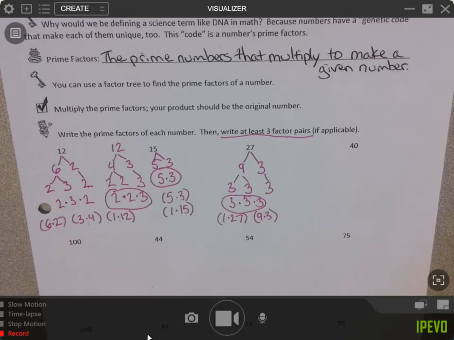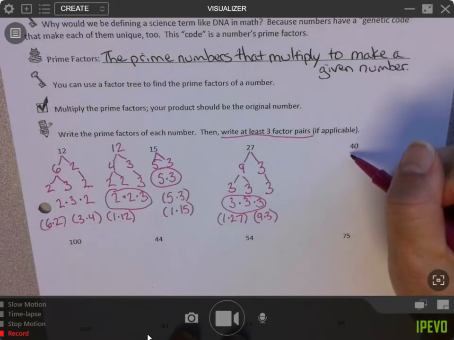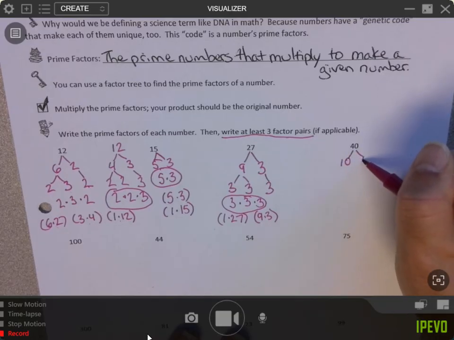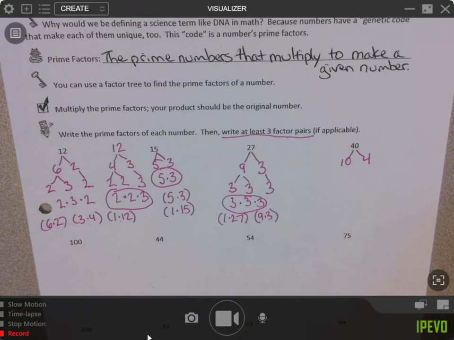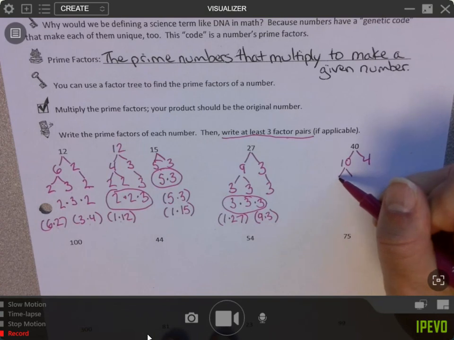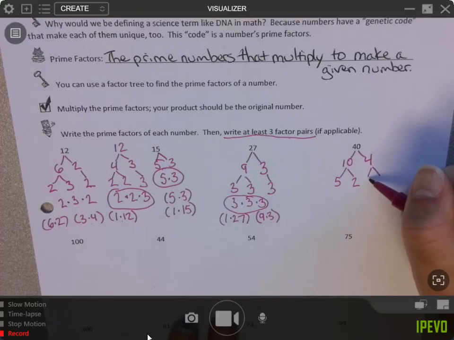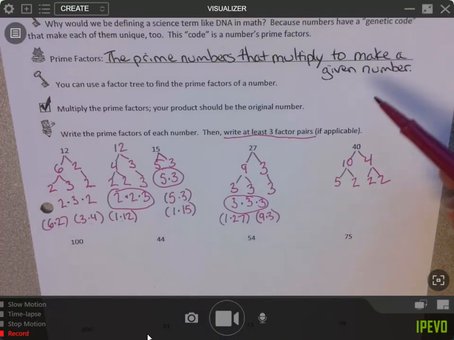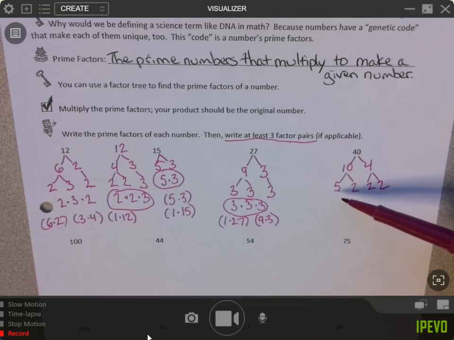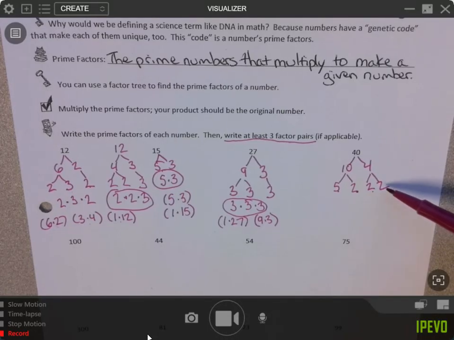Let's look at 40. What could I break 40 into, Bennett? 10 and 4. Can I break my 10 down anymore? Adeline? 5 and what? 5 and 2. Can I break my 4 down? Kylie? 2 and 2. Now I go to my next row. Can I break the 5 down anymore? Nope, 5 is a prime. Can I break my 2 down? Nope, 2 is a prime, 2 is a prime, 2 is a prime.